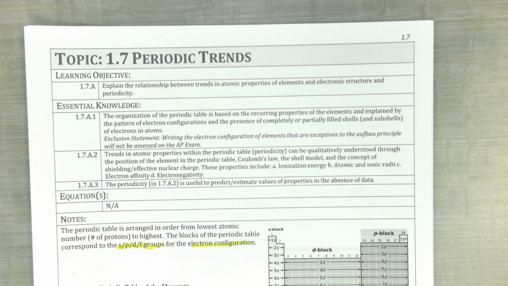All right, welcome to 1.7 Periodic Trends for AP Chemistry. This is going to explain the relationship between trends in the periodic table and the atomic properties of elements.